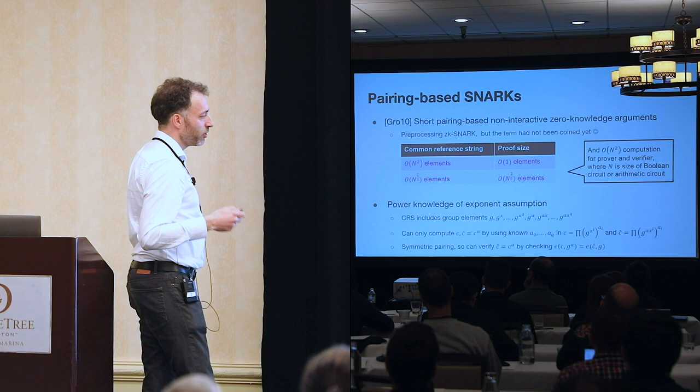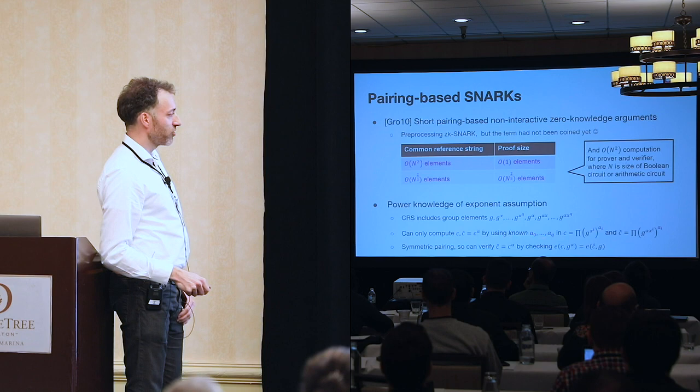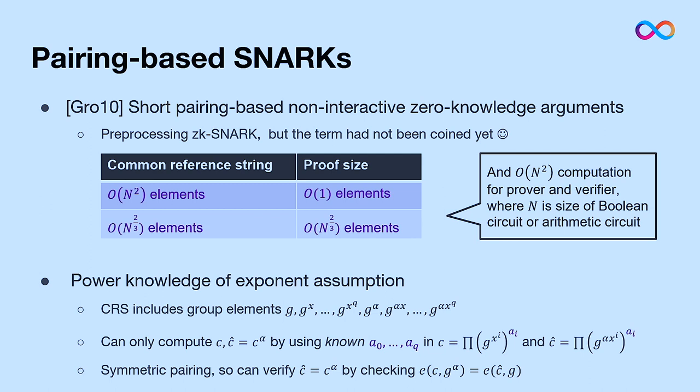Okay, so very briefly, what is the idea here? Essentially this proof of knowledge assumption says, okay, the only way you can compute these kind of related commitments here, where one commitment is the other one to power alpha, is if you actually know these group elements, okay?